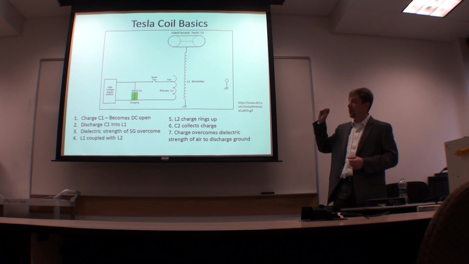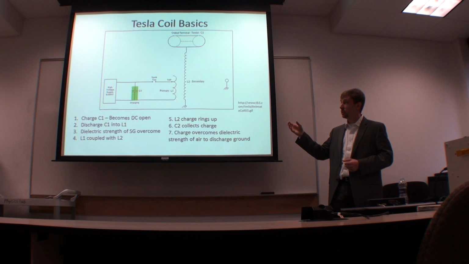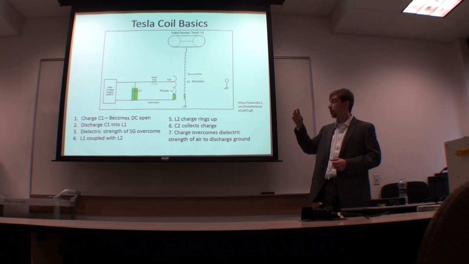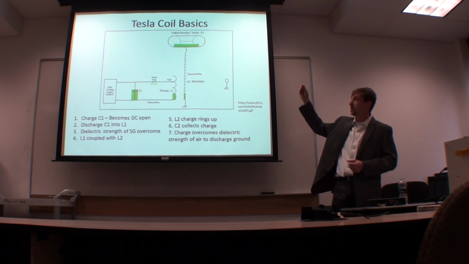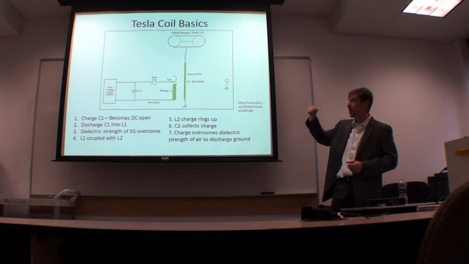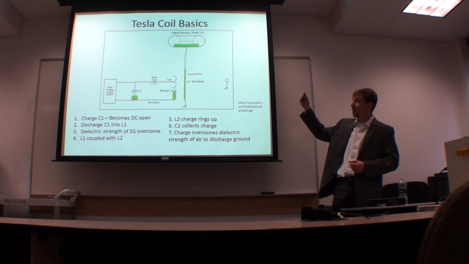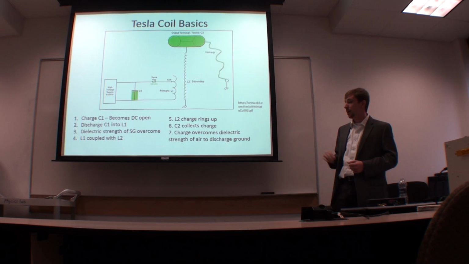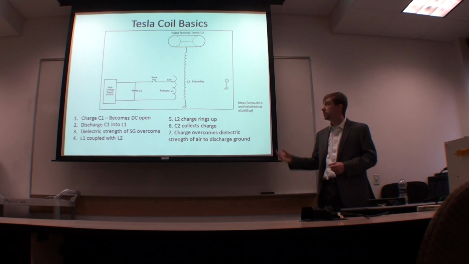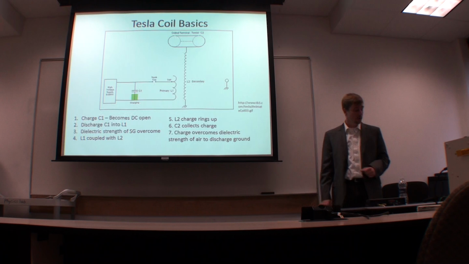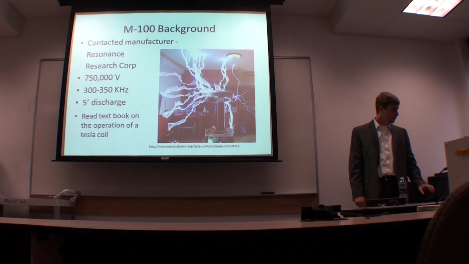Through many cycles, the charge is transferred to the top C2 toroid, which acts like a capacitor. When the charge becomes great enough, it will discharge through the air to a grounding point. This is definitely a good animation of how a Tesla coil works.